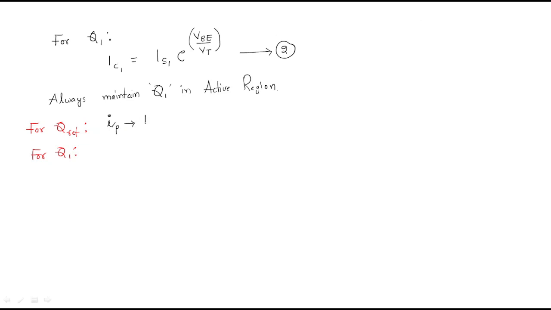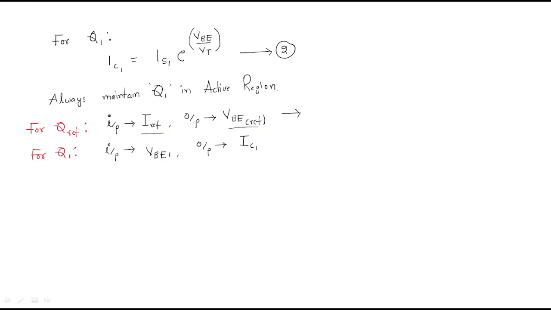Here what is input? Input is reference current generally. And what is the output? Output is VBE reference. We will get the output. But what about Q1? Here the input is VBE1. What is the output? Output is we are getting IC1. So if you observe here, it will take the input current and it will give the output as voltage.